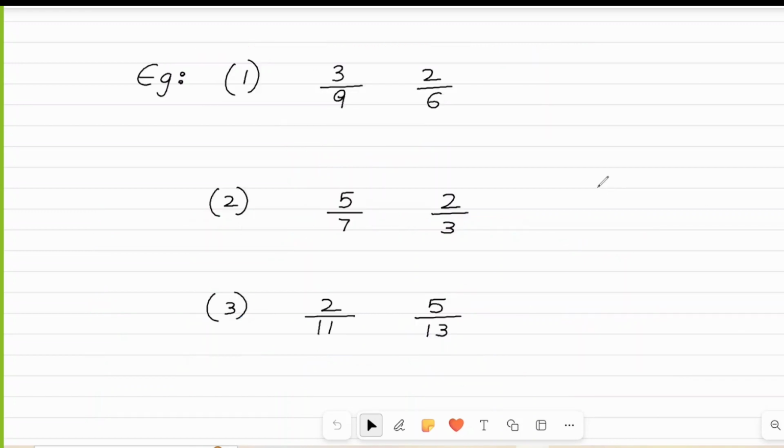Let us understand this with the help of a few examples. Suppose we have been given the fractions 3 by 9 and 2 by 6, and we have to compare these two fractions. So we will cross multiply, that is, 2 will be multiplied with 9 and 6 will be multiplied with 3. The product here is 18 and the product here is also 18. So this means that both the fractions here are equal.